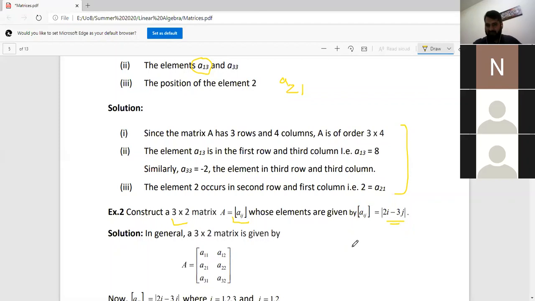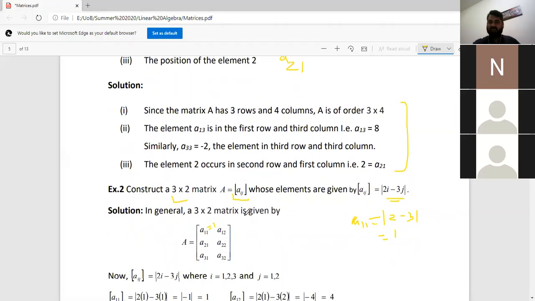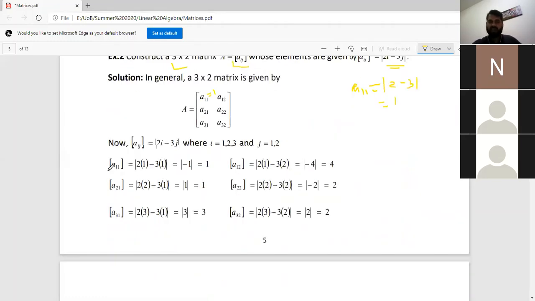For A11, I will put i equal to 1 and j equal to 1, right? So if you put i equal to 1, it is 2, minus 3 times j which is also 1, so it is minus 1, and then you take the mod, so your answer is 1. So this is your entry A11. Your A11 is 1. Similarly, you can find all of them.